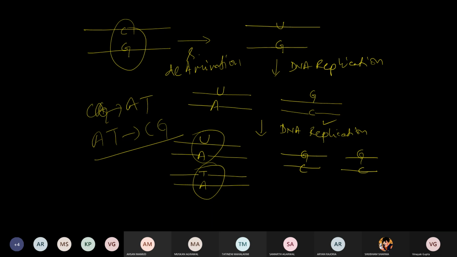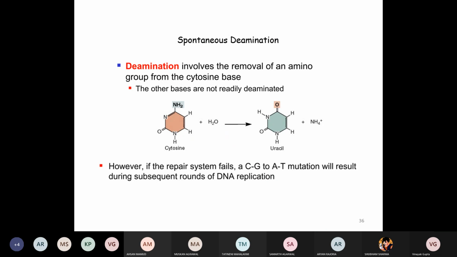So for DNA polymerase, that is the DNA replication machinery, it is going to consider U as T. So opposite to T, we have A. In the same way, opposite to U, the DNA replication machinery is going to introduce A. Does it make sense? Yes, sir. Okay, so now we know how we are going to go from CG to AT.